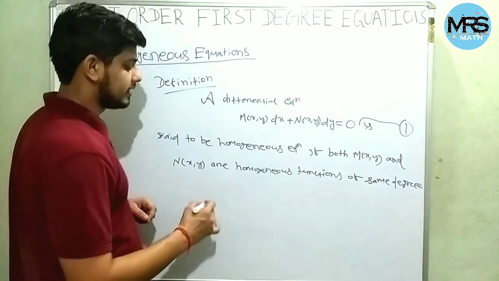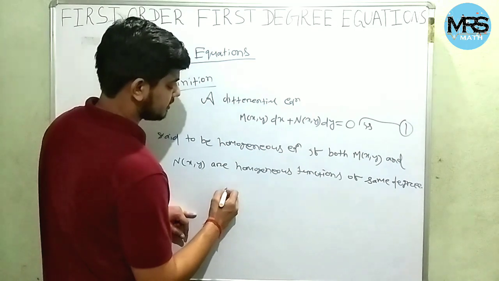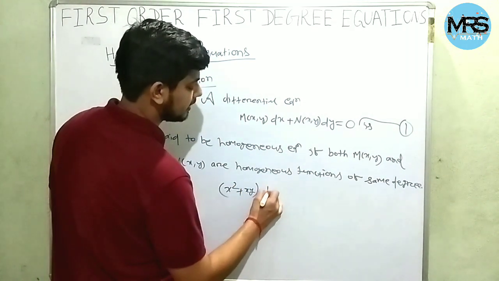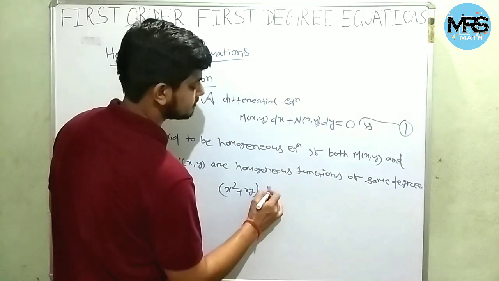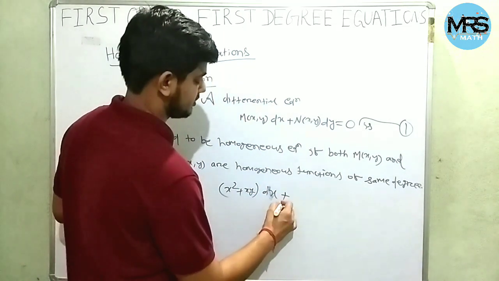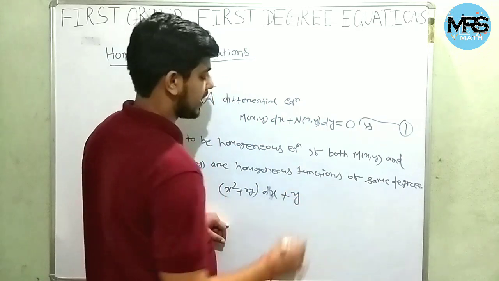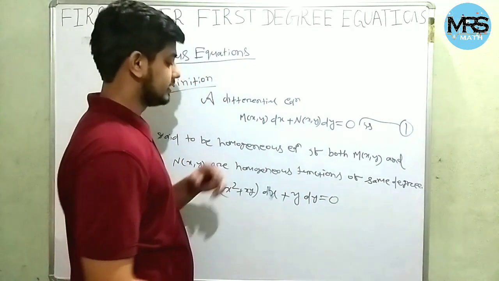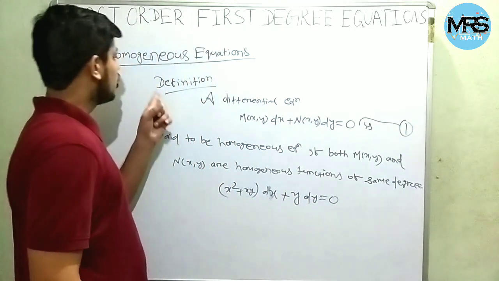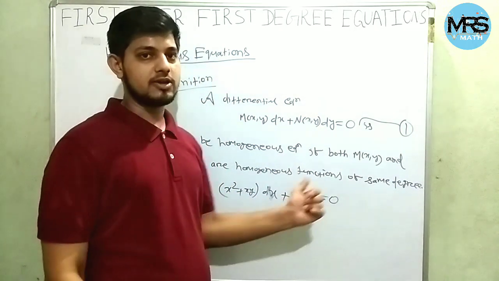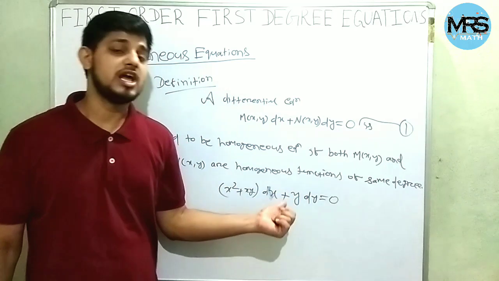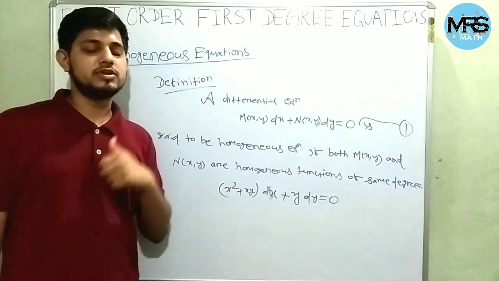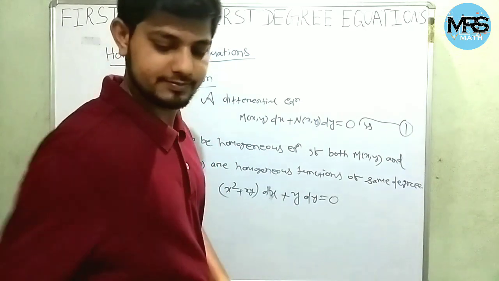Okay, so you can take examples, right, that is x square plus xy dx plus your y square dy, you can write equal to 0. This is a homogeneous differential equation, right? So this type of equation, how you will solve? By using variable separable method.